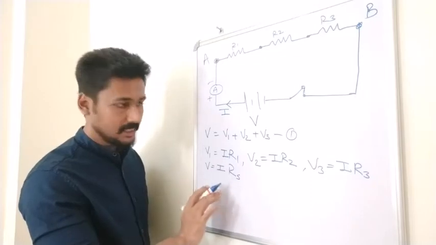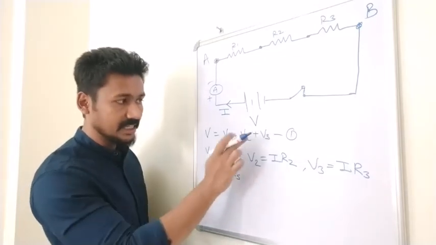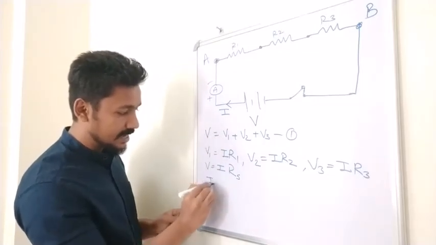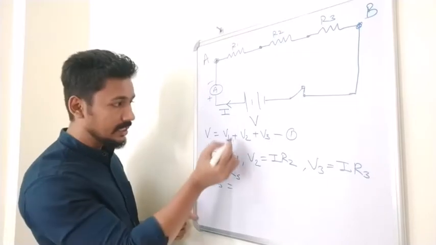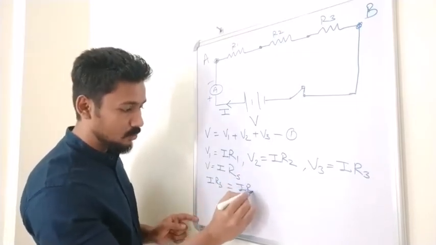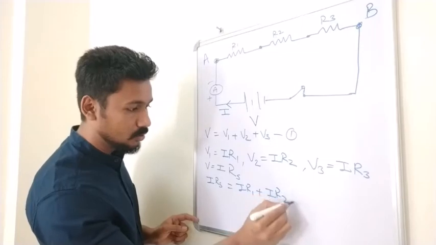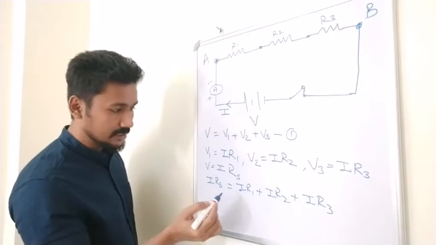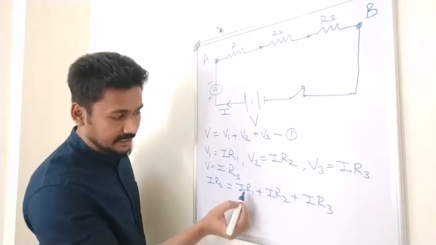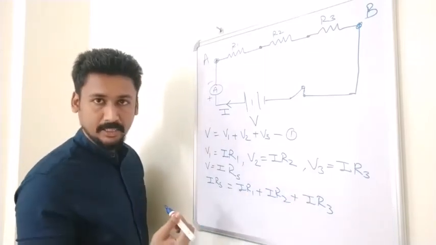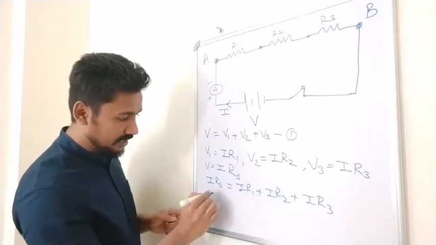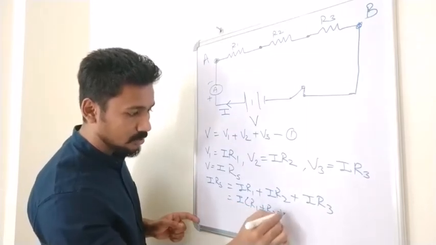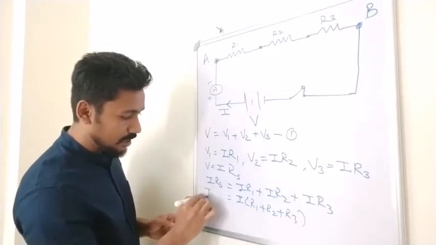and total resistance we have considered it as RS. Now using these 1, 2, 3, 4 equations, in equation number 1 we will get this equation as, in place of V you will write IRS is equal to, in place of V1 you will write IR1 plus IR2 plus IR3. Correct? Now what do we see over here? In the right hand side, you can take I common out of the bracket. Right? If you take I common, you will get I in bracket R1 plus R2 plus R3 is equal to IRS.